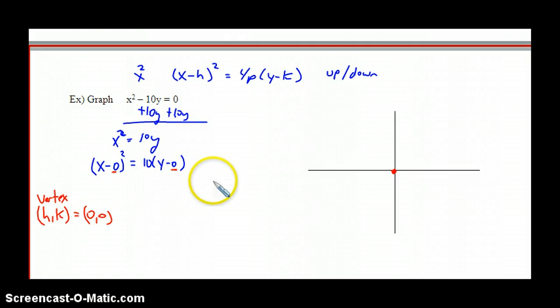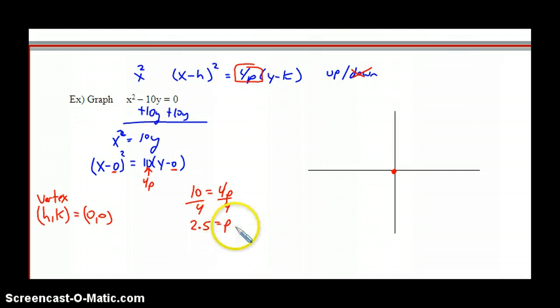And then, looking at the standard form of the formula, the 4p is what's being multiplied outside of the y minus, in this case, the 0. So this is the 4p. Let's do a little solving to figure out what p is. I know that 10 is what 4p is equal to, so I can write that equation. If I solve this for p, I would end up getting p to be 2.5. And since p is positive, that tells me it's not going to open down, it's going to open up. So a positive p means it's going to open upward.